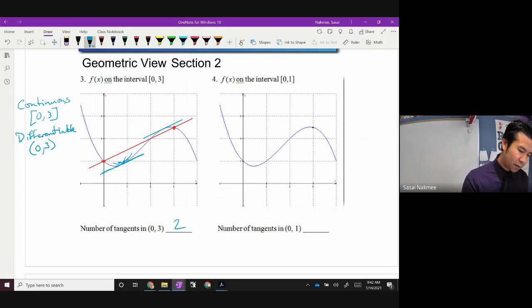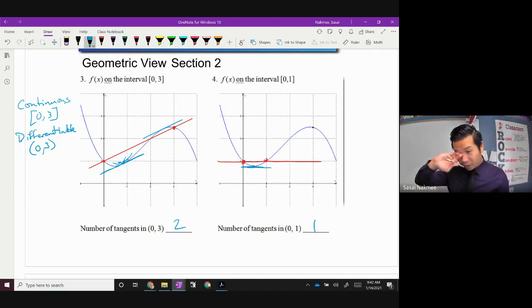How about graph 4? By the way, if I was to do what we were doing the other day, this is going to go from 0 to 1. That's from here to here, which gives me that secant line right there, which clearly gives me one tangent line at that point right there. That's what I'd say I got for number 4. Hopefully you got the same thing.